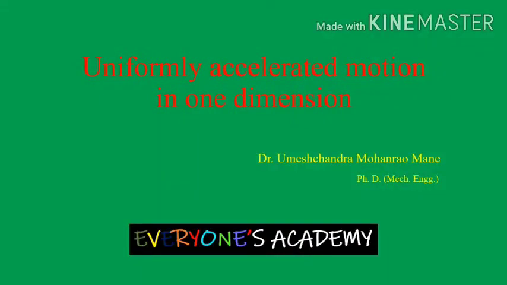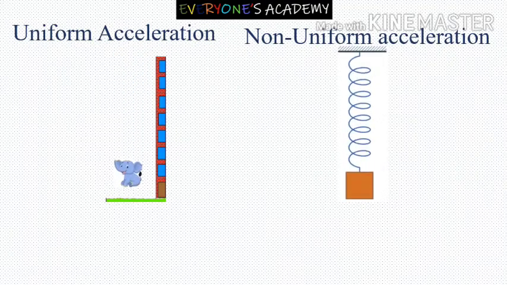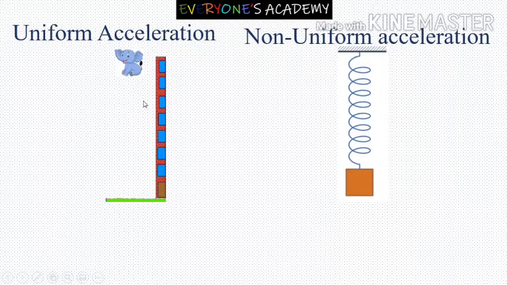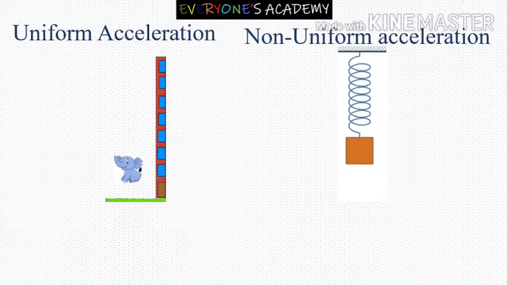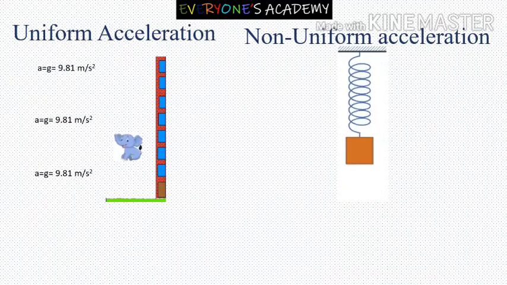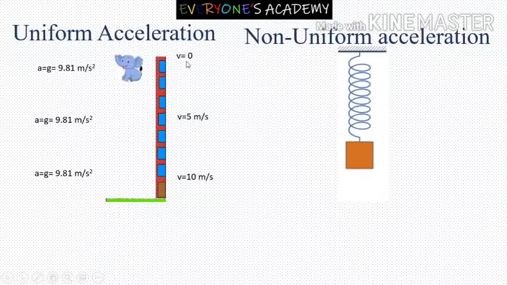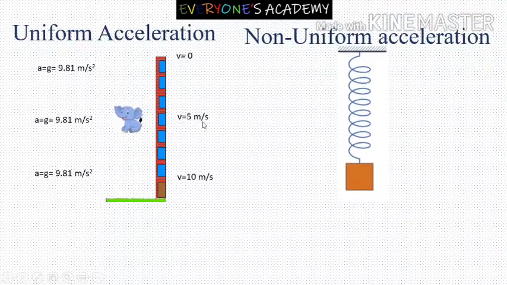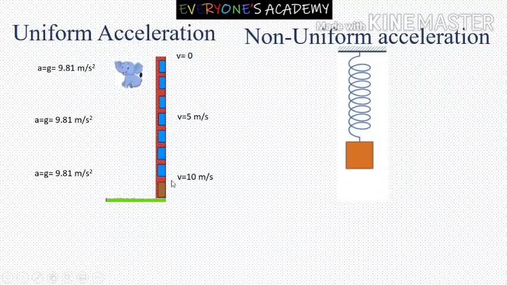Hello everyone. In this video, we will study uniformly accelerated motion in one dimension. Here, we can see that an elephant is falling under gravity. This is an example of uniform acceleration, where acceleration a equals 9.81 at every point. But velocity is continuously increasing. At the uppermost position, velocity is 0, then it becomes 5 meters per second, and subsequently it becomes 10 meters per second when the elephant reaches the ground.